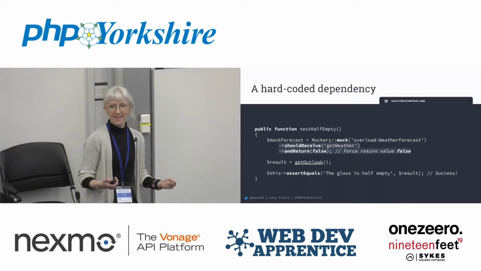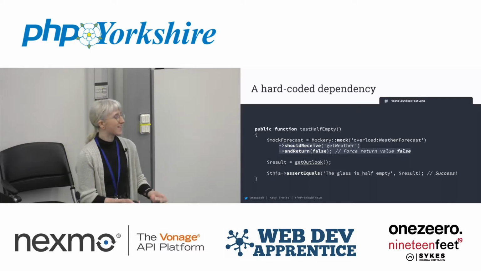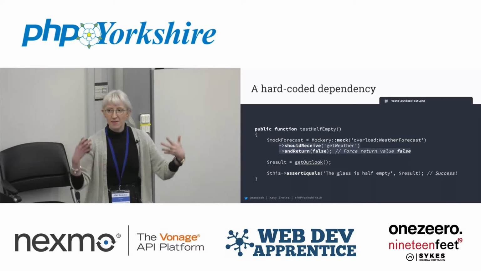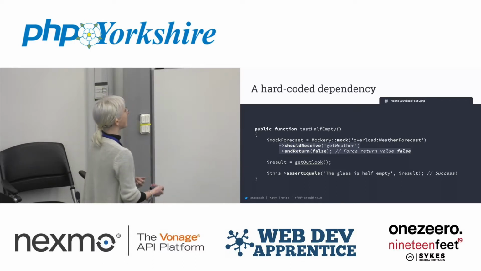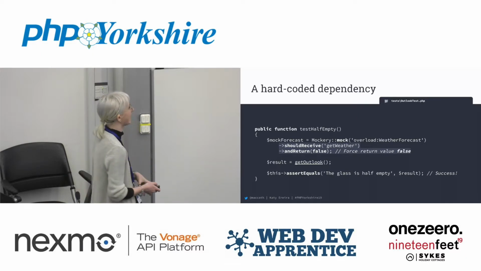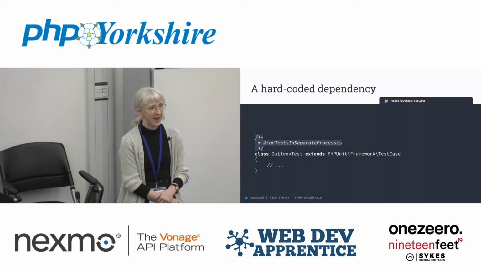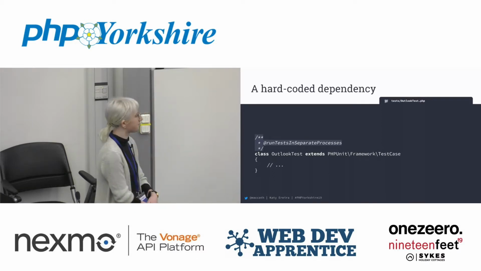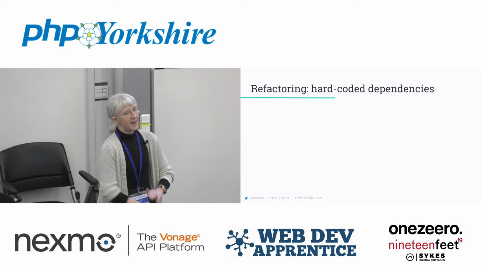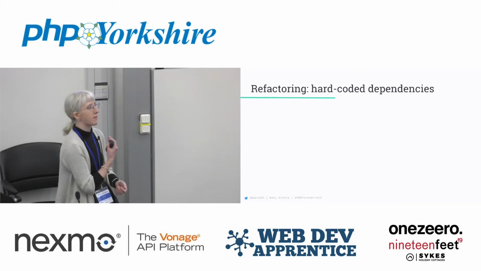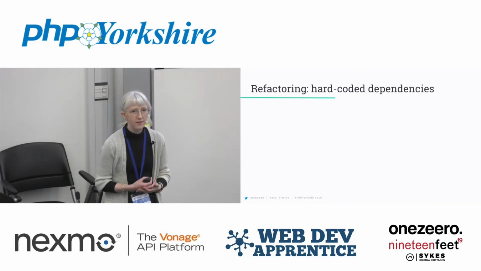And we can run the same thing for it not being sunny. We can force the return value to be false, and it's going to get my outlook, and the glass is going to be half empty, because I hate the rain. With our annotations, again, running tests in separate processes. Hooray!